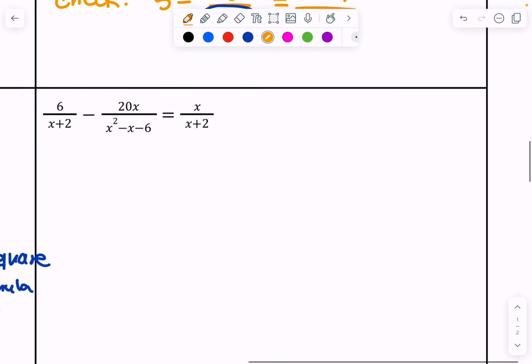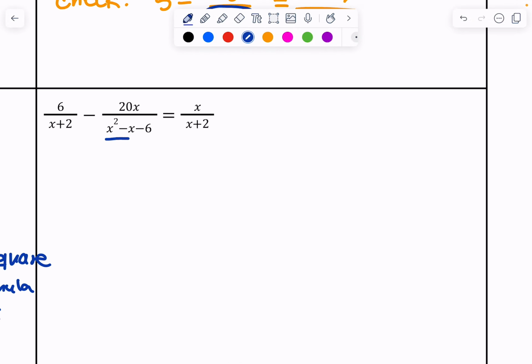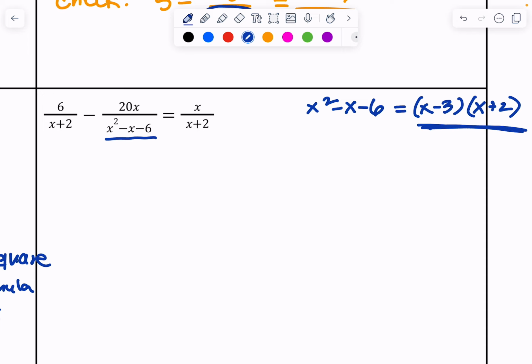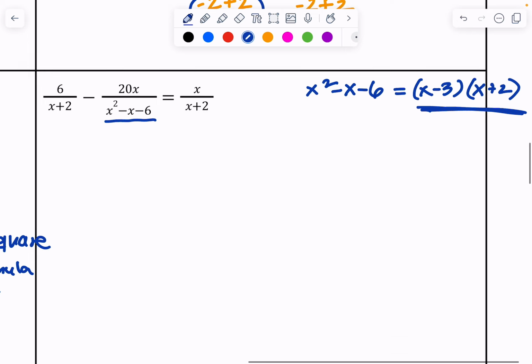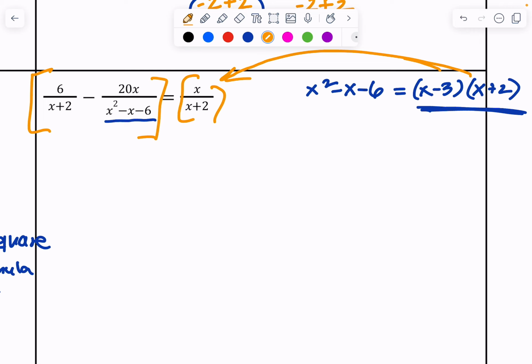All right, last one is a little complicated. Off to the side, let's factor x squared minus x minus 6. When we factor that, it's going to be x times x and negative 3 times positive 2. So that's going to help us when we multiply. So we do need to multiply both sides by x minus 3 and x plus 2. Just to save space, I'm not going to write all that out, but we're multiplying this whole side and the right whole side by x minus 3, x plus 2.